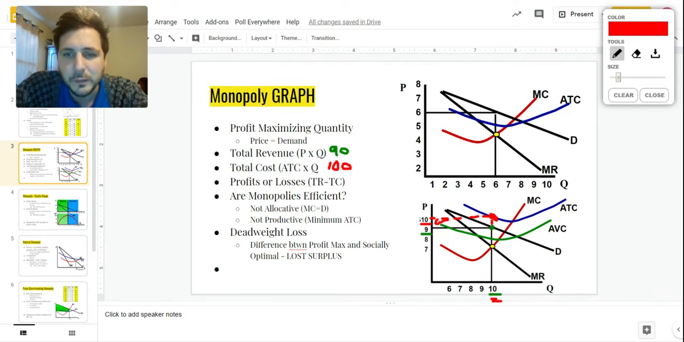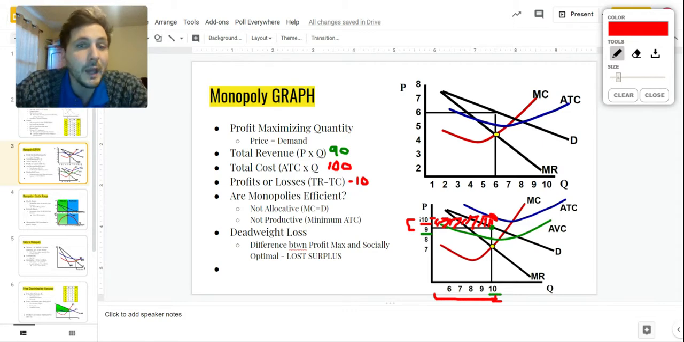My losses are going to be the distance between those two, total revenue minus total cost. So this rectangle right here is going to represent my losses, or it's 1 times 10, or $10. So I have a profit of -10, or a loss of 10. If we see that, total revenue 90 minus total cost 100 kicks out -10. Good to go. All right, a couple other questions.